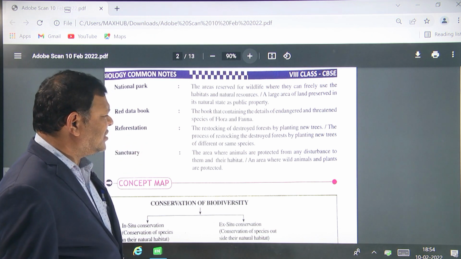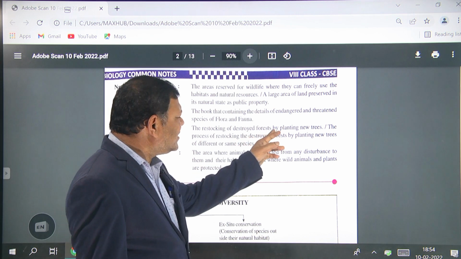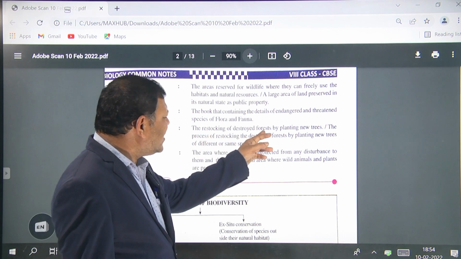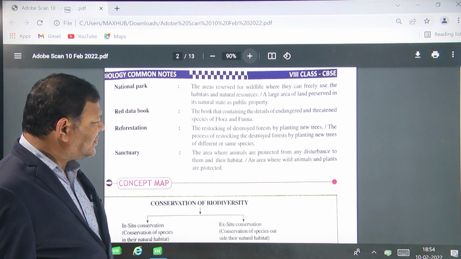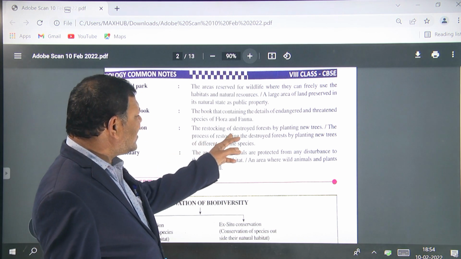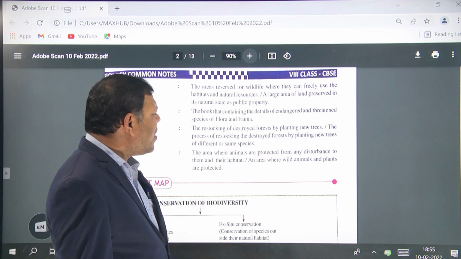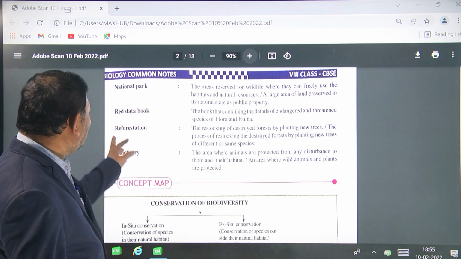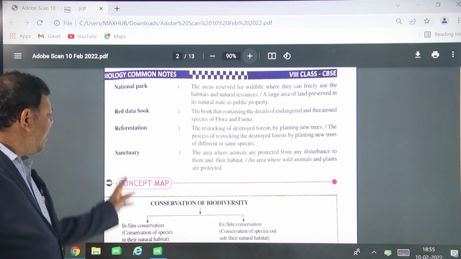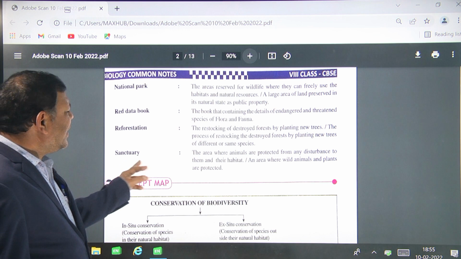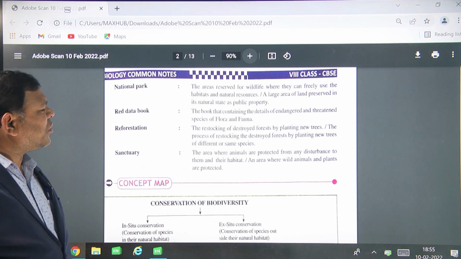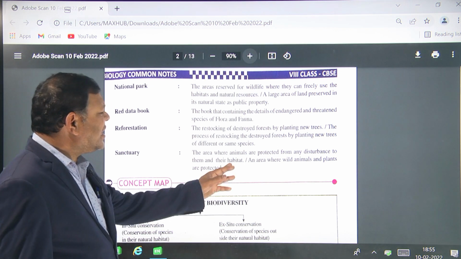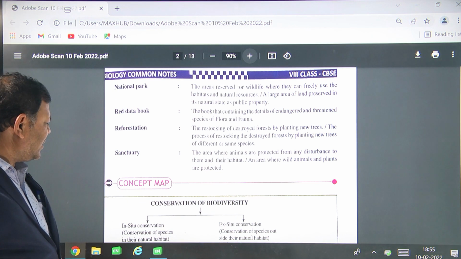Next, reforestation. The restocking of the destroyed forest by planting new trees, or the process of restocking the destroyed forest by planting new trees of different or same species, is called reforestation. Next, sanctuary. The area where the animals are protected from any disturbance to them and their habitat, or an area where the wild animals and plants are protected.